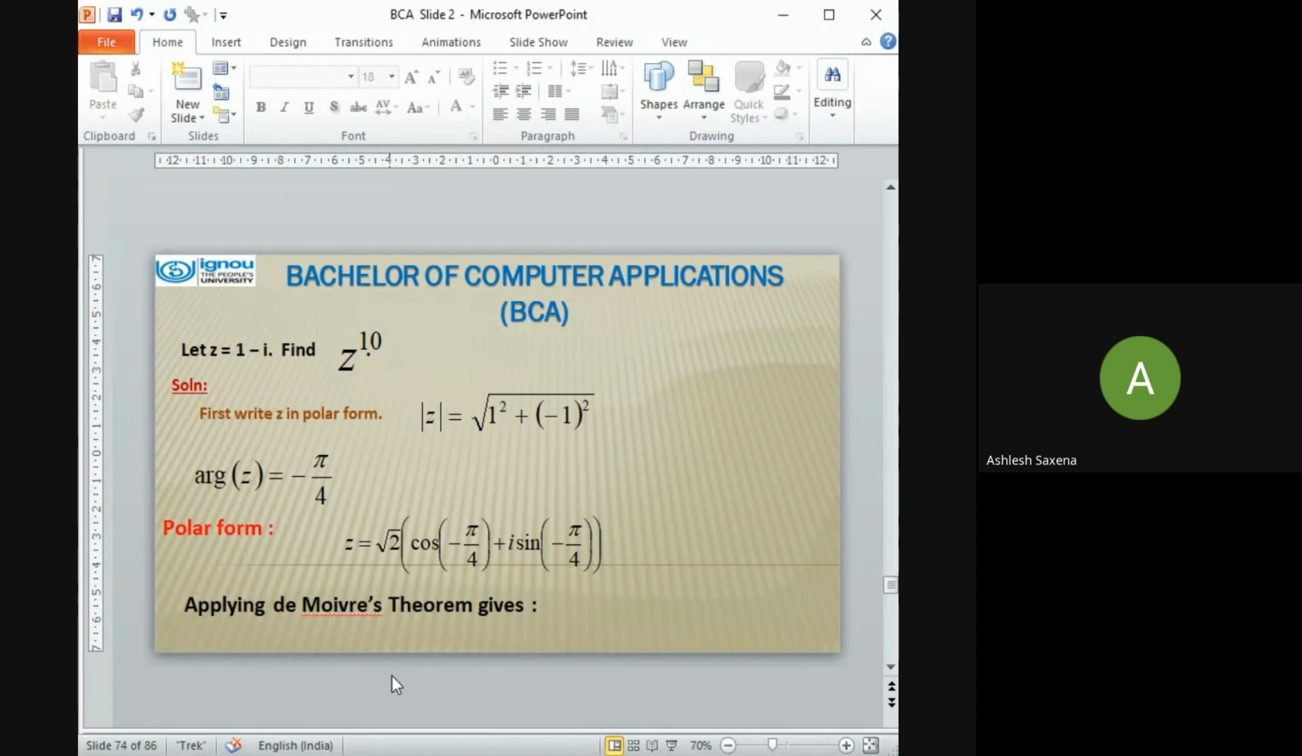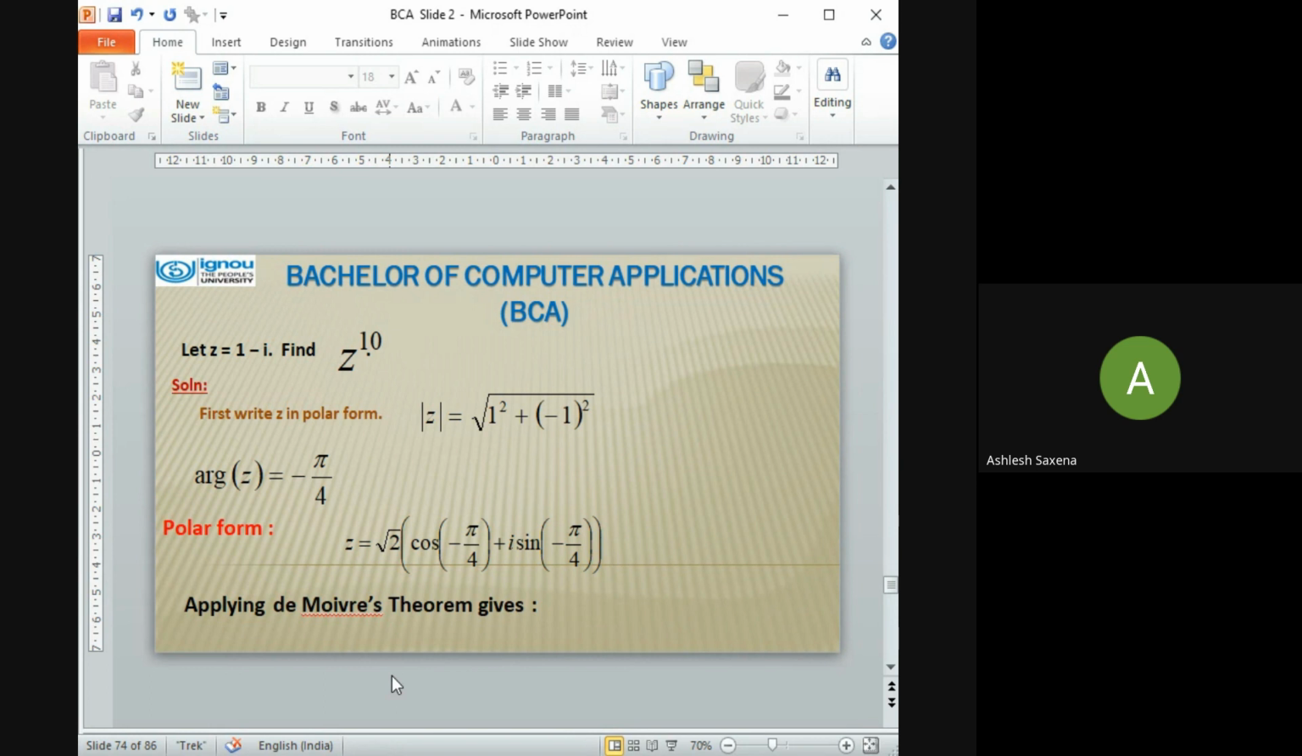Now we have z is equal to 1 minus iota, and we have to find the value of z raised to the power 10. Now see how it is done. First of all, you have to find the value of mod z. Mod z will be equal to under root a square plus b square. Here a is 1 and b is minus 1. That will be 1 square plus minus 1 whole square, which is equal to under root 2.